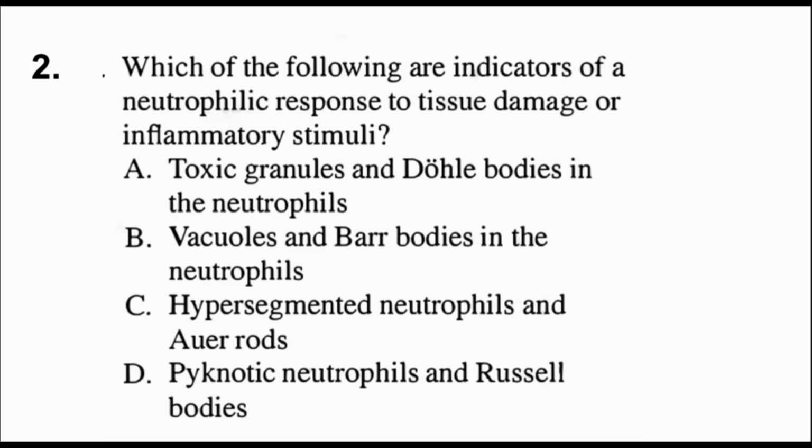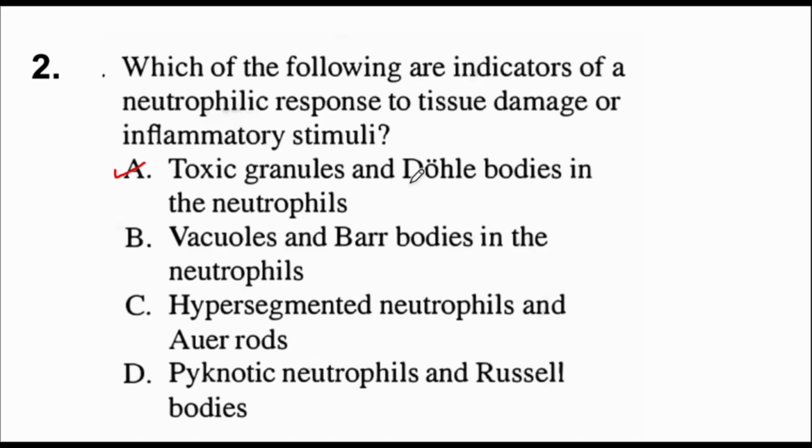Which of the following are indicators of neutrophilic response to tissue damage or inflammatory stimuli? Correct answer is A. Toxic granules and Döhle bodies in the neutrophils. The combination of toxic granules, which are darker, more prominent primary granules, and Döhle bodies, which are pale blue patches of rough endoplasmic reticulum, and vacuolation is collectively known as toxic changes. These are the classic signs seen on the peripheral smear that indicate a severe inflammatory response, such as bacterial infection and sepsis.